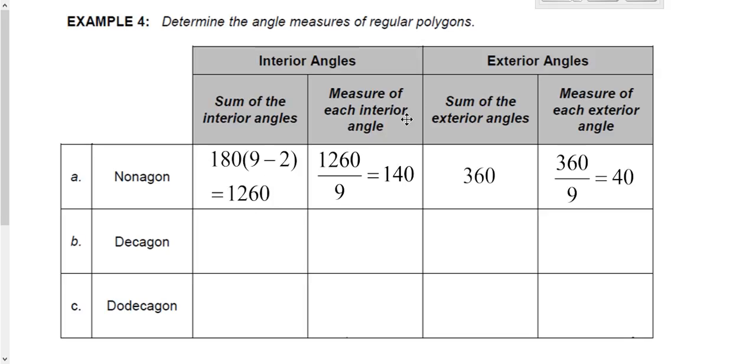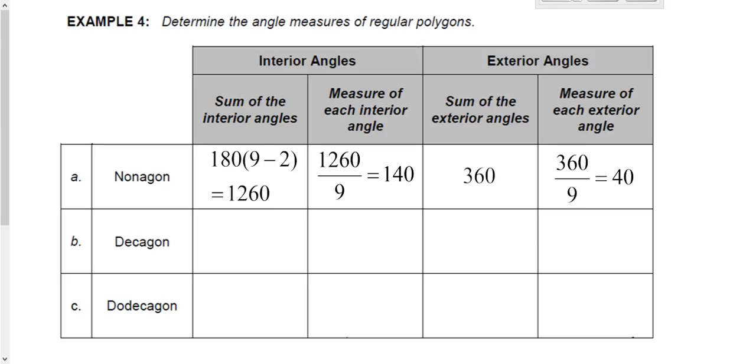Then the measure of each interior angle, if it's a regular nonagon, we take the total measure of all of them and divide by how many angles or how many sides there are. There were 9 sides, so we divide by 9 and we get 140. So there's the interior, the sum of all of them and what each one would be in a regular polygon. Their exterior angles would always, again, add up to 360 degrees. To find one of them, we take that 360 and divide by how many there are, 9, which equals 40. Okay? That's not too bad. I'll let you fill out the rest and I'll check it later. Look up the names if you need to.